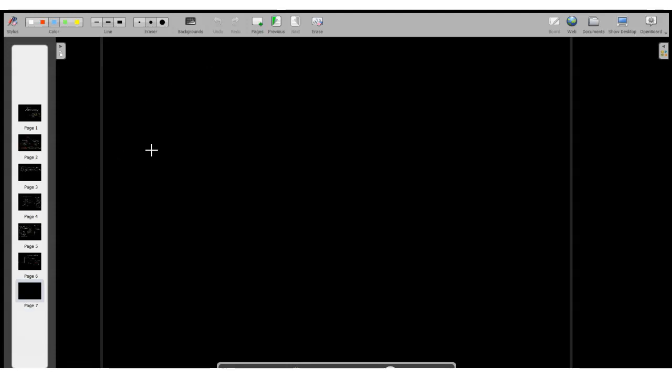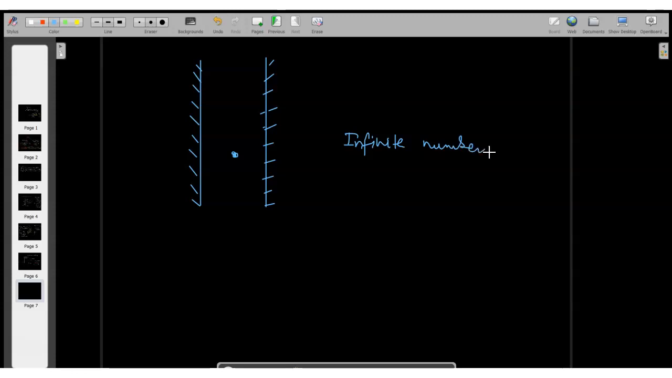Let me explain how we can see an infinite number of images when we sit between two plane mirrors kept parallel to each other. Suppose this is one plane mirror and this is another plane mirror. You can clearly see that they are placed parallel to each other, and if an object is in between, it sees an infinite number of images. Why is this happening? Again, the phenomenon we have studied, multiple reflections.